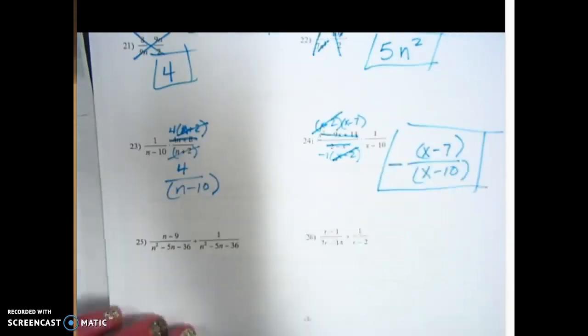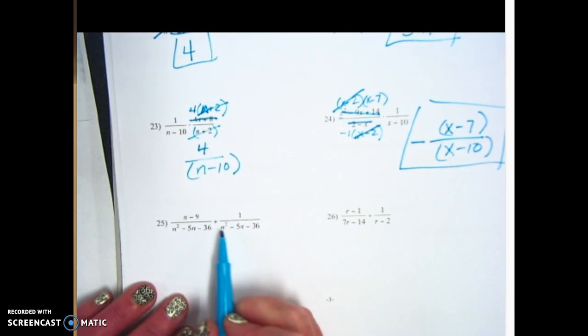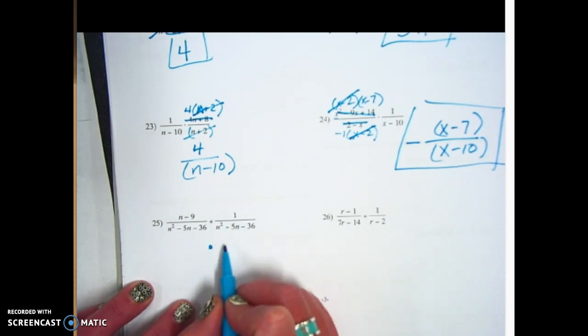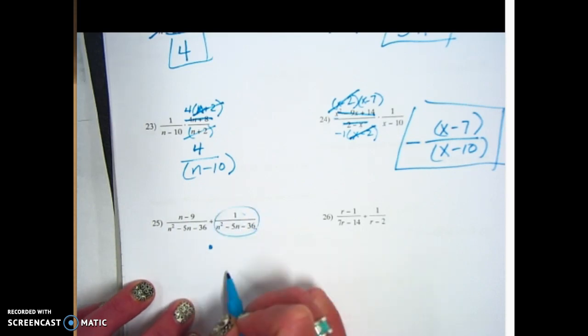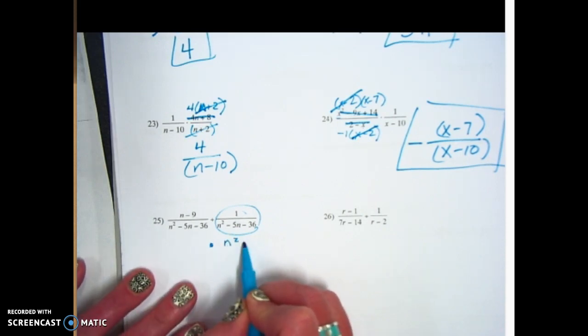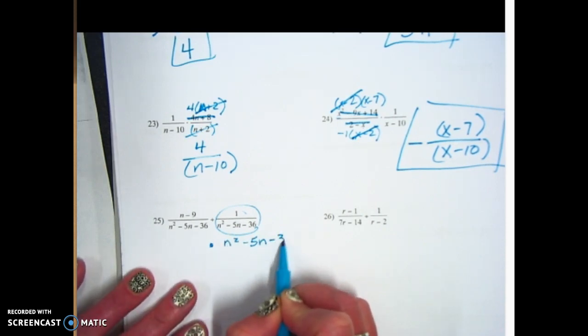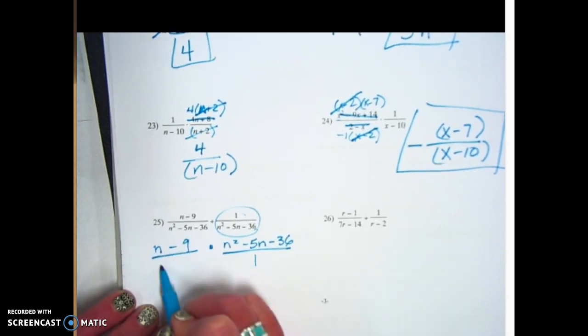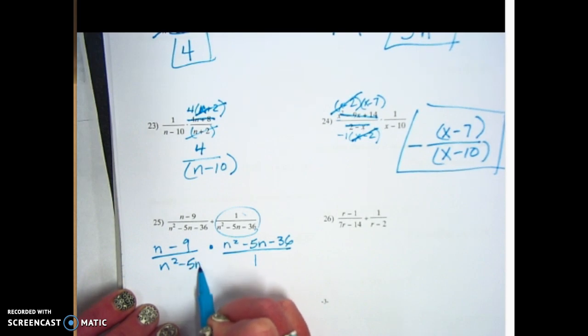All right, 25. So we've got division, which means we need to change it to multiplication and invert this second rational expression. So we're going to have n squared minus 5n minus 36 in the numerator times n minus 9 over n squared minus 5n minus 36.